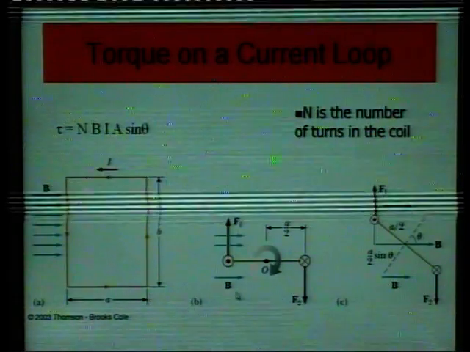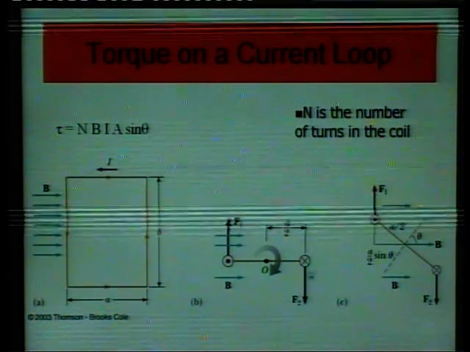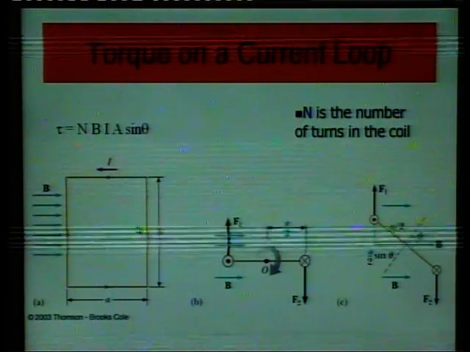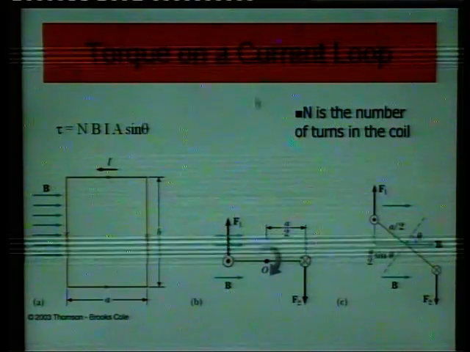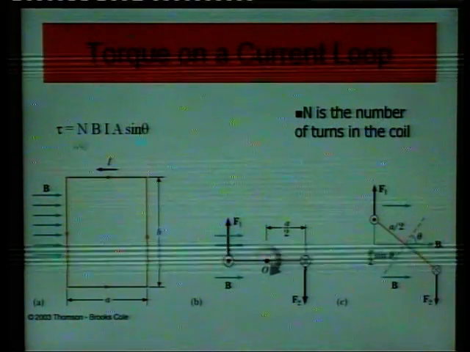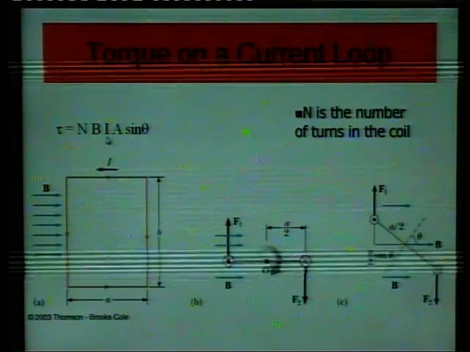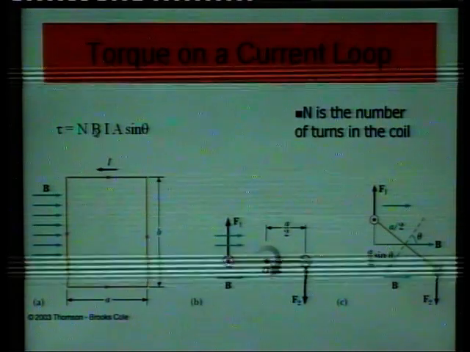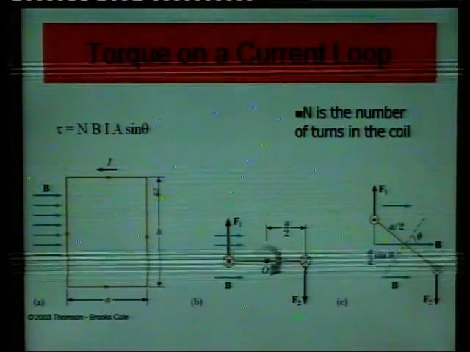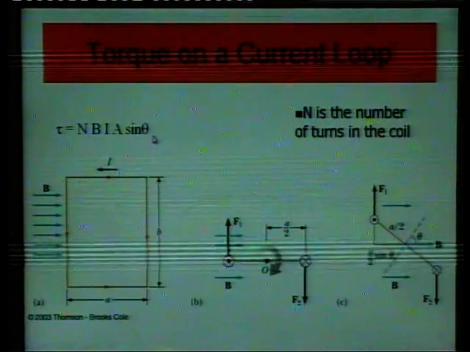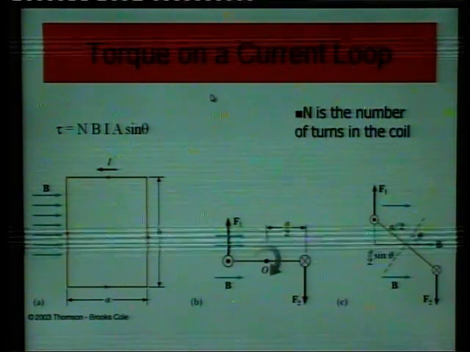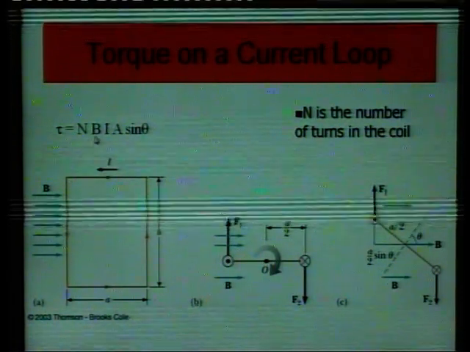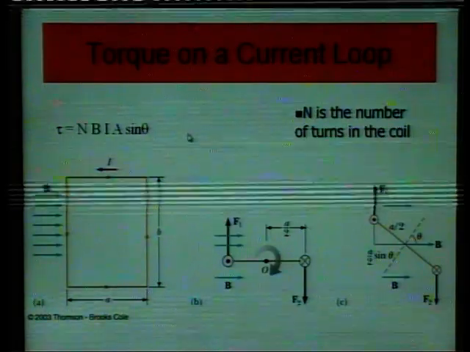So in this way it experiences a torque, that is, equal and opposite forces at right angles to each other, and as a result this coil starts rotating. So this has many applications. The magnitude of this torque is given as NBIA sin theta, where N is the number of turns in the coil, B is the field, I is the current flowing in this conductor, and theta is the angle. We will solve a few problems on this topic also. So just remember, torque is NBIA sin theta.